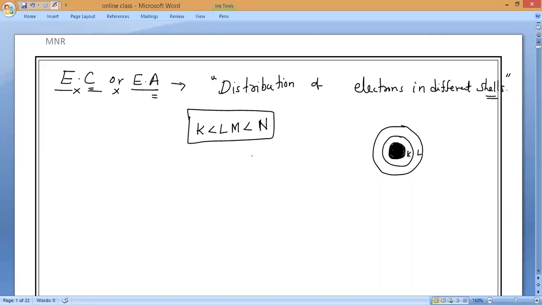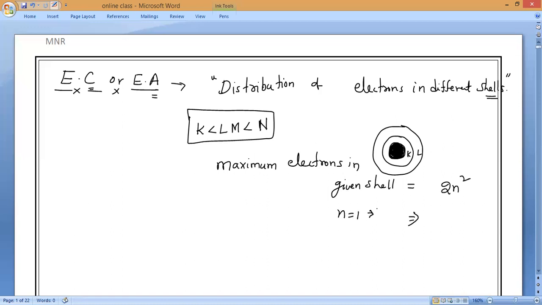So how many electrons are arranged? The maximum number of electrons present in a given shell we can find by using one formula. What is that formula? Maximum electrons in a given shell, which is the formula? All of you. 2n squared. So we have done this. n equals 1 is the K shell. K, L, M and N. So n equals 2, n equals 3, n equals 4.